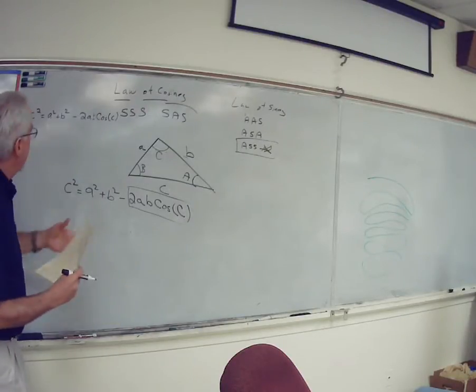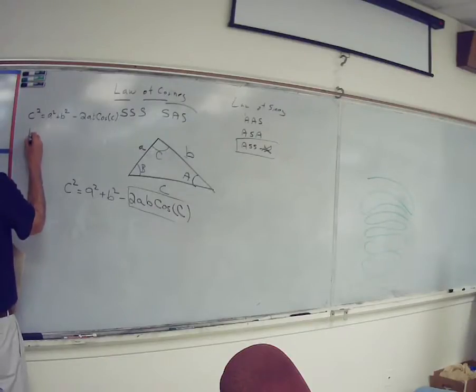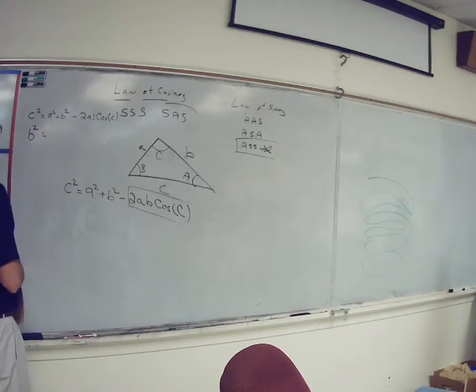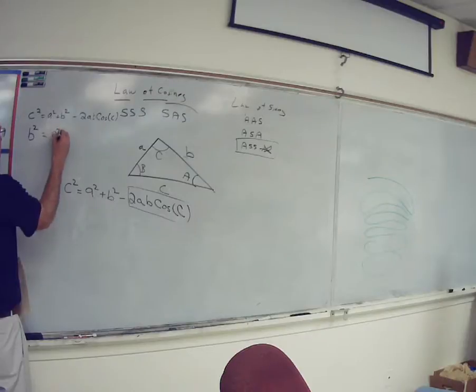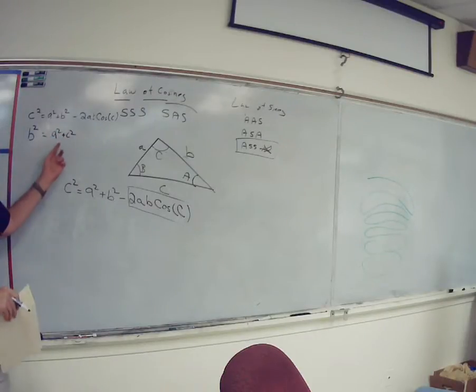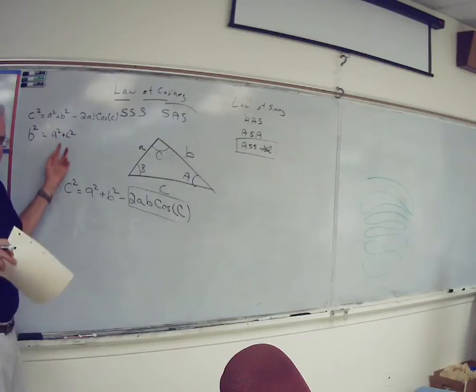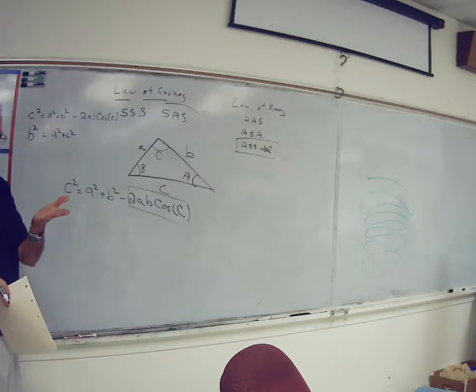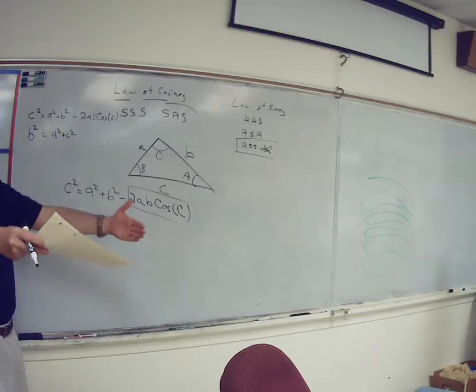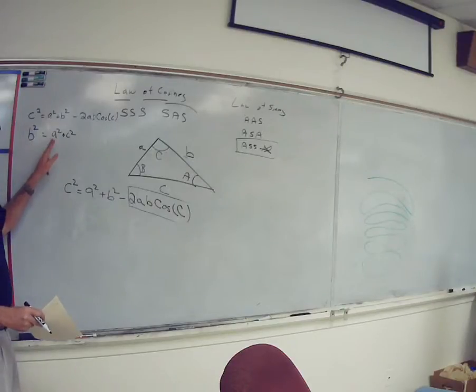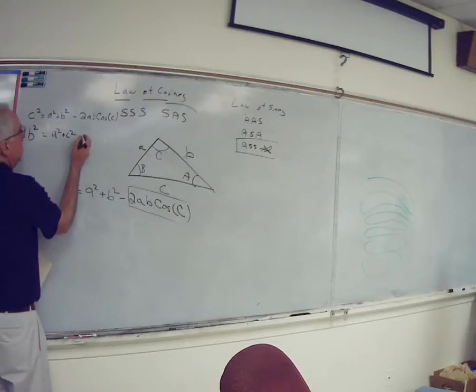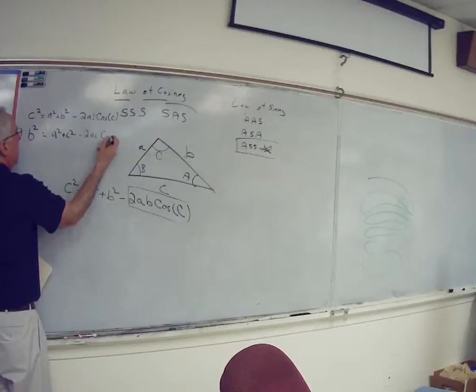So Ben, tell me what b squared would be. It'd be a squared plus c squared. Why do I want you to put a squared first? To keep it in order, to keep it symmetric. What you were saying was not wrong, but it doesn't reveal the symmetry. b squared is a squared plus c squared, and then minus 2ac cosine big B.